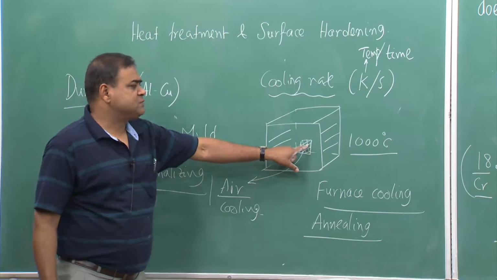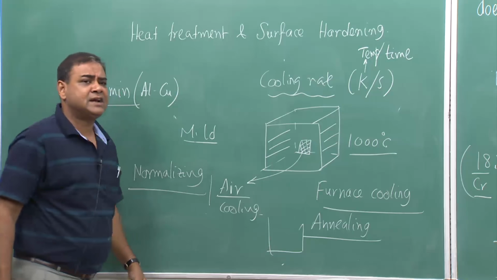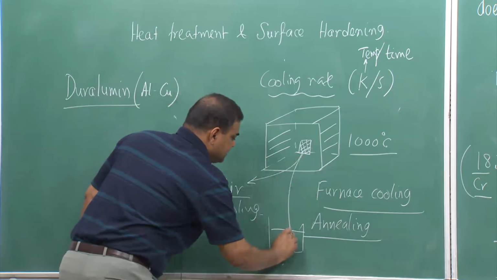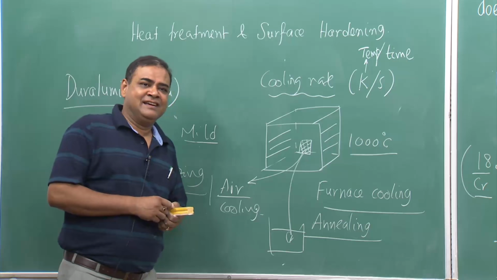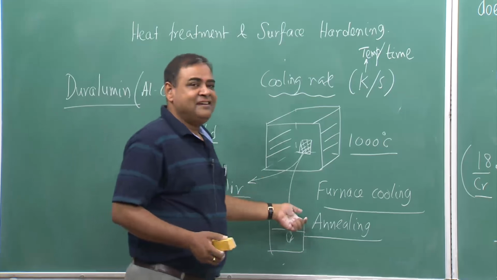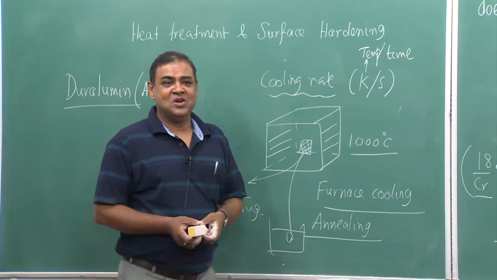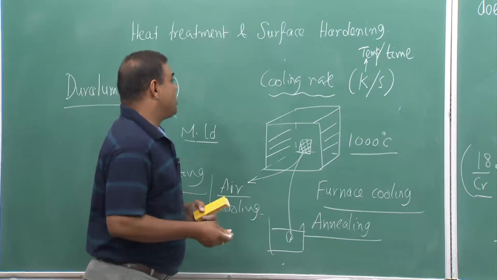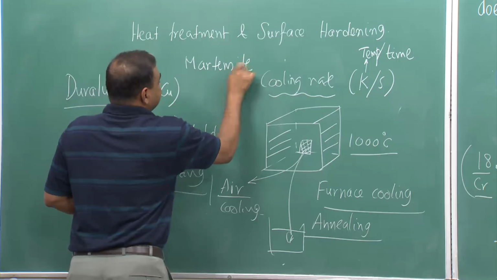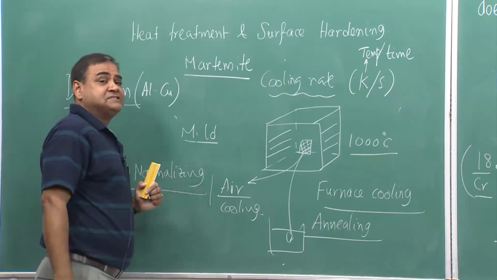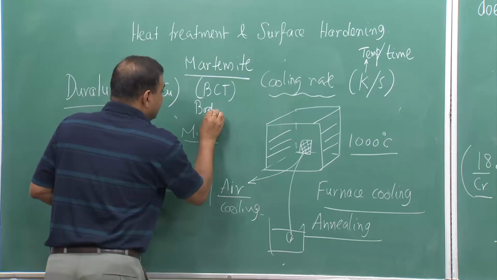Similarly, if we take this material to 1000 degrees Celsius and then immediately I have an oil bath which is maintained at room temperature and I drop it immediately, the sample becomes very, very hard. And the reason is, there not only does the microstructure change, the crystal structure also changes. We get a different structure which is called martensite. Martensite is a phase which has a BCT structure, body centered tetragonal.